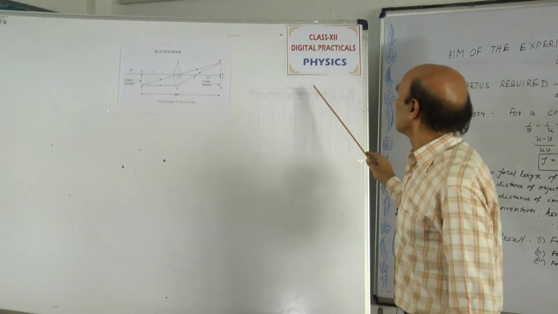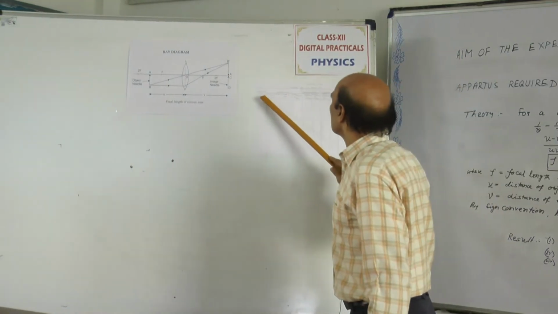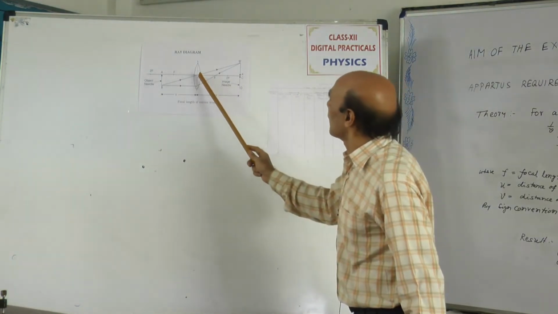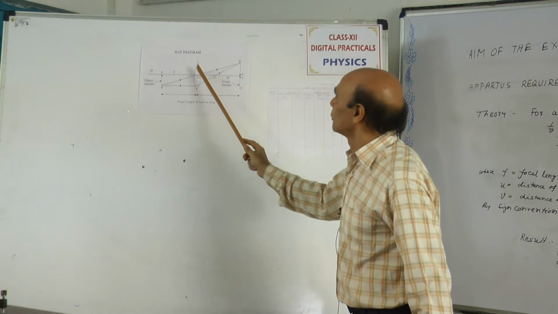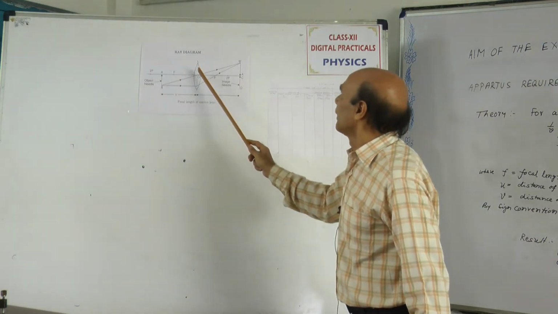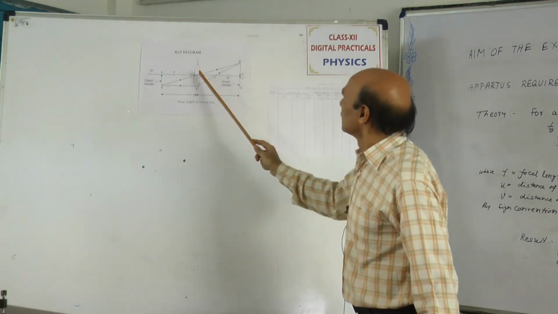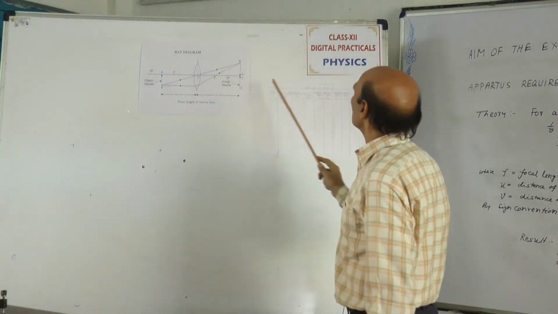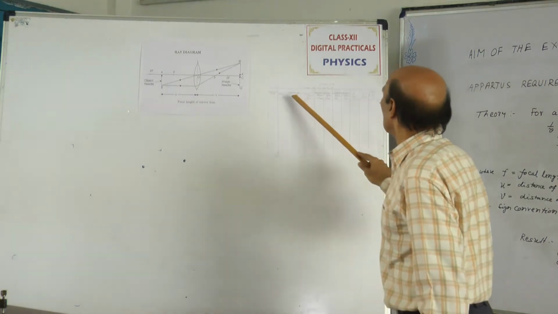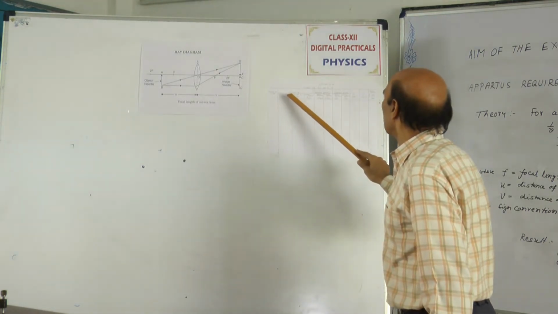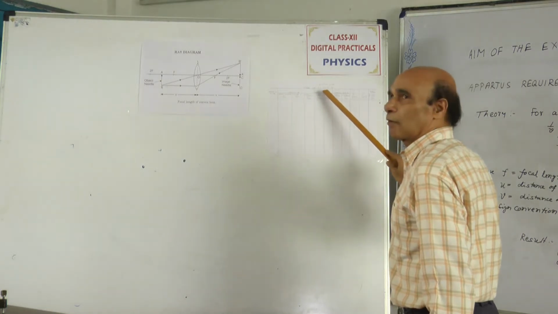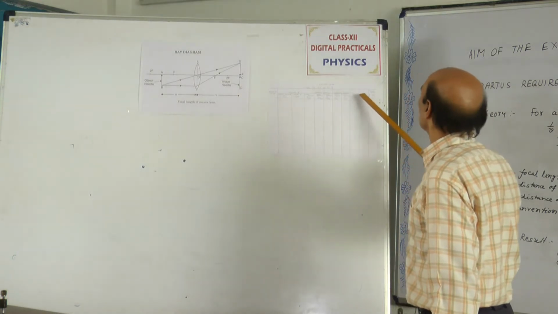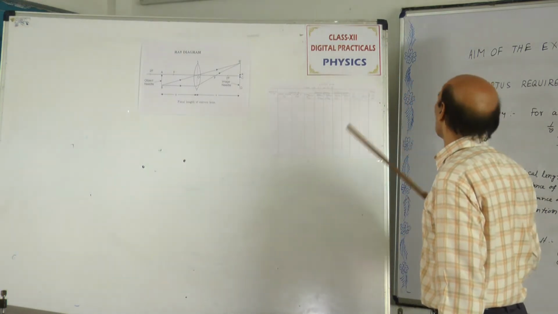Then we will prepare a table, and the table is like this. Here we have the serial number of observation, and the position of object, lens, and image. You will measure from O to A: this distance is your object distance, u, and O to C is your image distance. Then we have the corrected distances, 1 by u, 1 by v, and finally the focal length.